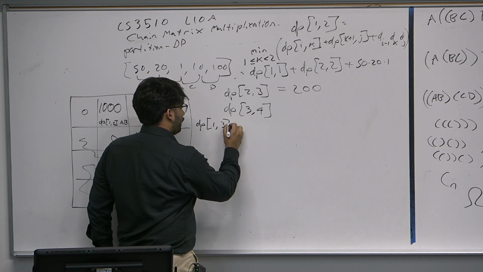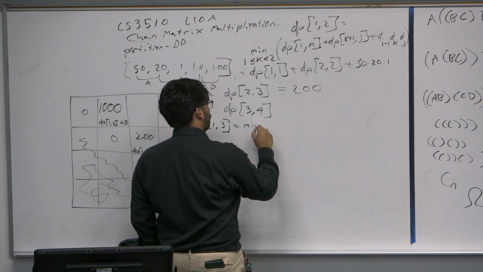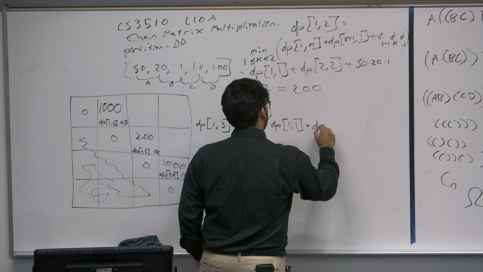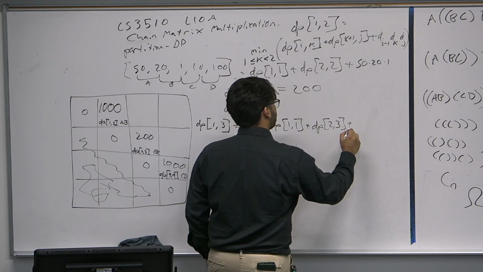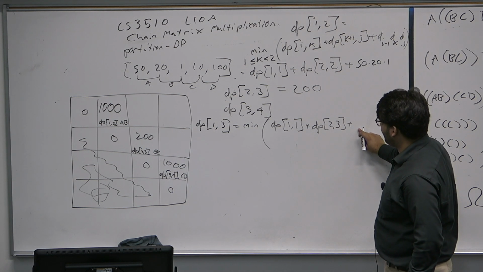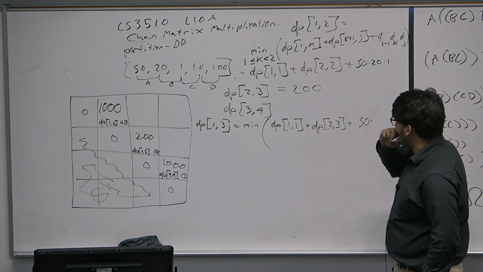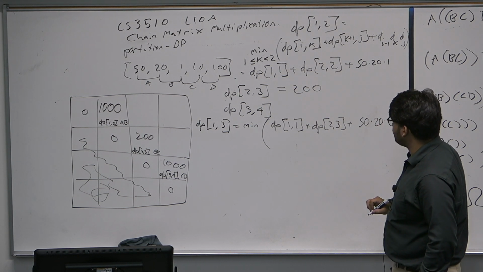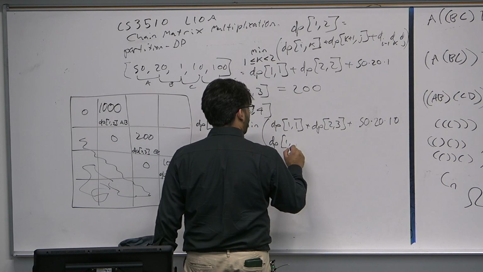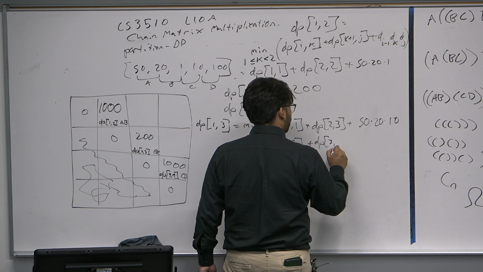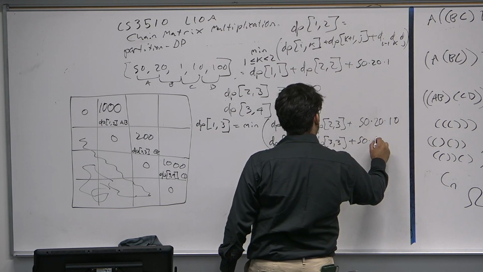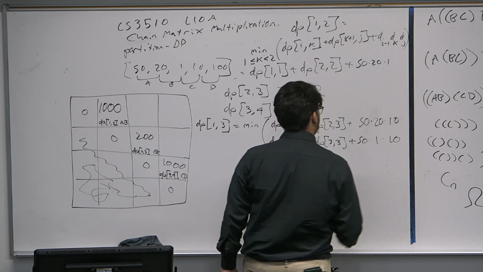1, 3. And we know that's going to be the min of two things. This is going to be dp of 1 comma 1 plus dp of 2 comma 3 plus, what is the dimensions here? It's going to be 50 times 20 times 10, right? Then we take the second option. We take the min of dp of 1 comma 2 plus dp of 3 comma 3, which, dimension-wise, is going to be 50 times 1 times 10, right?